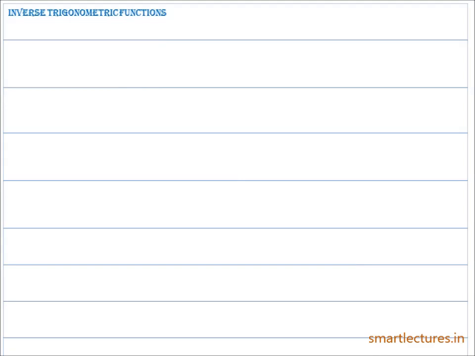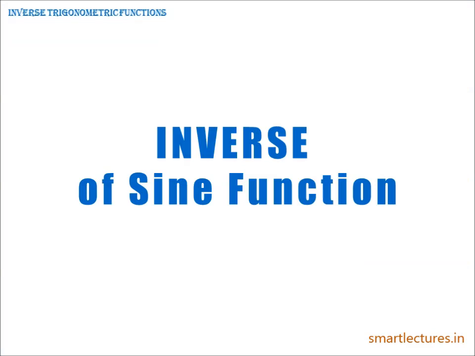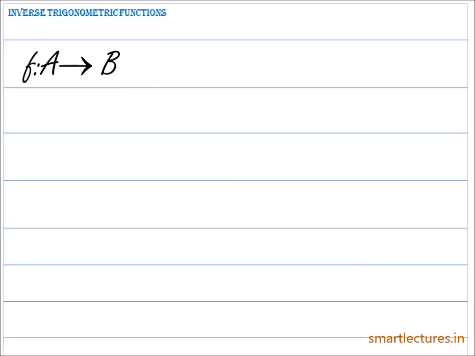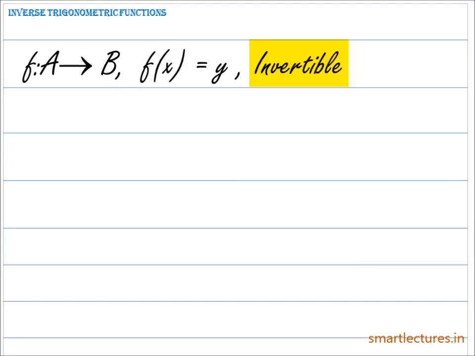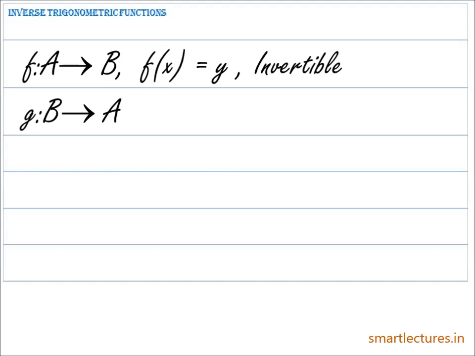And now as the sine function is invertible for the given domains, let's find its inverse. In the chapter Function and Relation, you have already learned that if f is a function from a to b given by f of x is equal to y, and if it is invertible, then its inverse is the function g from b to a given by g of y is equal to x, and is called the inverse of the function f, and it is denoted by f inverse.